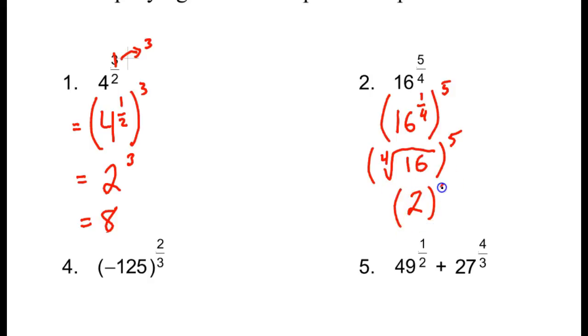And then you just have to figure out what's 2 to the 5th. Right, well, 2 to the 4th is 16. 2 to the 5th will be 16 times 2, which is 32. Okay, so you see that process, how we separate the numerator, denominator, and do 2 different steps. So that's the first part of completing these.